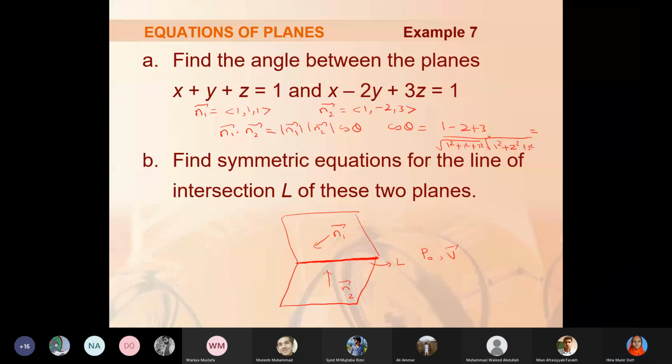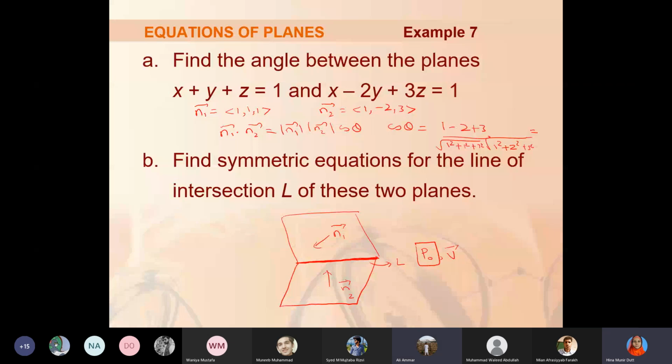So first my question is how to find a point P naught that lies on both the planes and the line L. If the point lies on both the planes, it means it lies on the line. If a point lies on both planes, it means it is in their intersection, so obviously it will lie on the line L. So we have to find any point that lies on both the planes. What will we do to find the point of intersection of the two planes, any point on the line L?